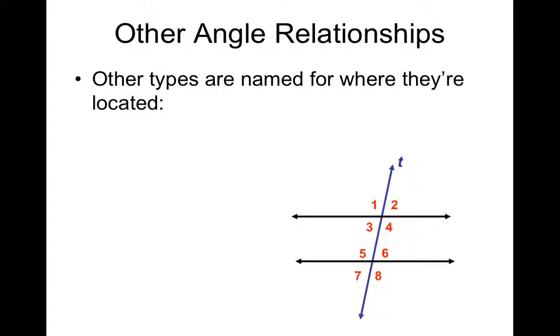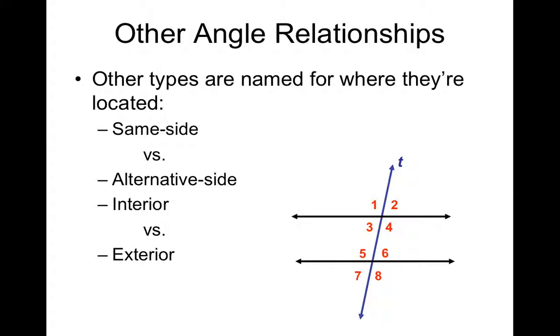There are other angle relationships that are named for where the angles are located. So for example, there's same side versus alternate side, and interior versus exterior. Same side angles are all on the same side. So for example, those and these, 2, 4, 6, and 8, are all on the same side. Alternate side angles are on opposite sides of the transversal. So for example, 2 and 5 are alternate sides, and 3 and 8 are alternate sides. And there are lots more examples. Those are the only ones I'm going to talk about now, though.